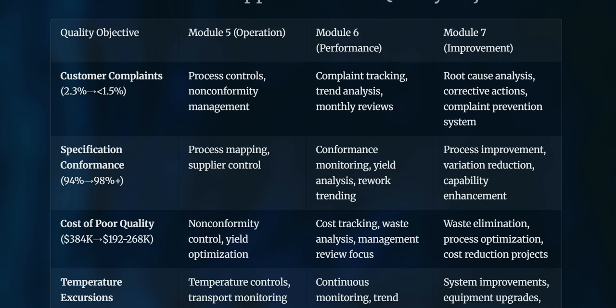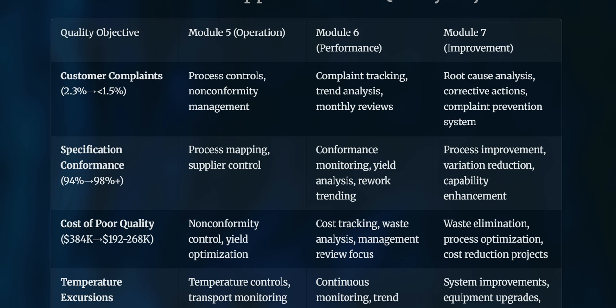The second objective is the specification conformance. We will improve from 94% to 98% accuracy. From Module 5 operations, we have process mapping and supplier control. Then from Module 6 performance, we have conformance monitoring, yield analysis, and rework trending. And today, from Module 7 improvement, we'll have process improvement, variation reduction, and capability enhancement.